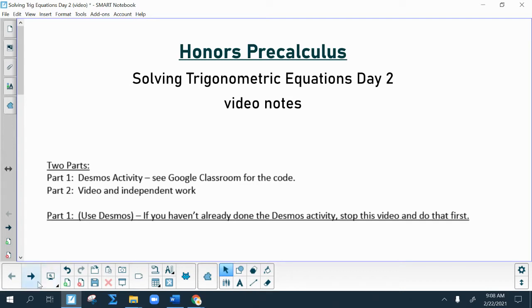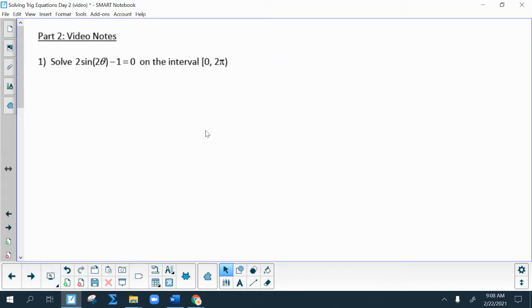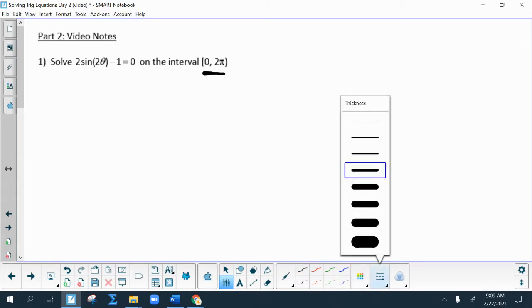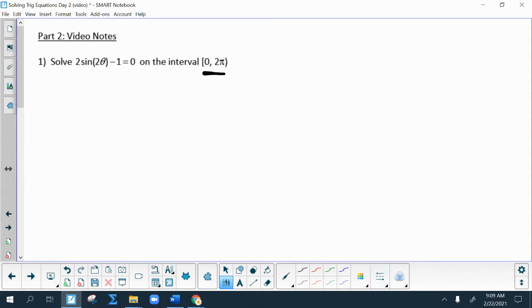All right, so part 2 is to just practice how to solve trigonometric equations on a very specific interval. Our interval pretty much focuses on the interval from 0 to 2 pi. It doesn't mean that you always are going to be solving trig equations between 0 and 2 pi, but the good news is that if it's not, then you can just add on whatever you need to get into the interval that you want.